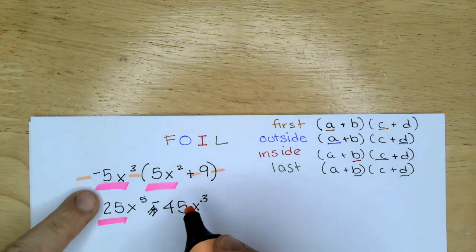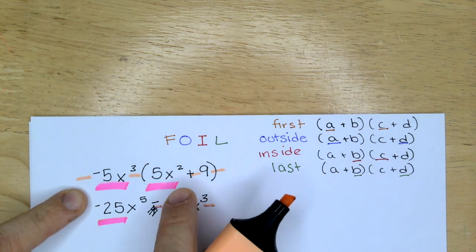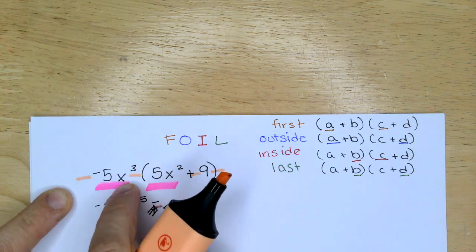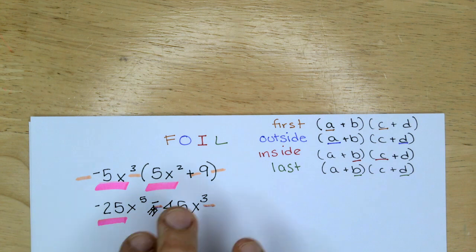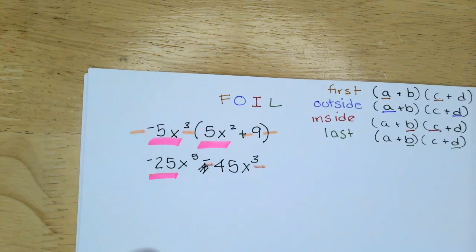So the negative 5x to the third has two roles, or as many roles as there are terms, right? It has to be multiplied by this, and then it has to be multiplied by this. What we're saying is we're distributing that negative 5x to the third to everything within the parentheses. So that's the basis of FOIL.